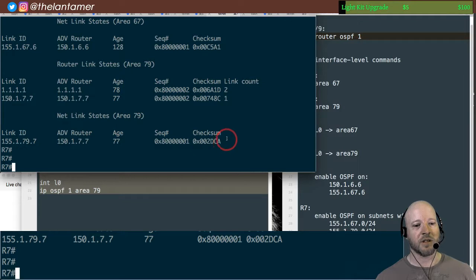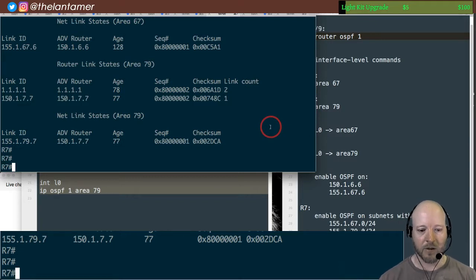I should see a network state here. So what I'm going to do is I may throw this out to my study group. Why don't I see this network? Because that would be intra area.